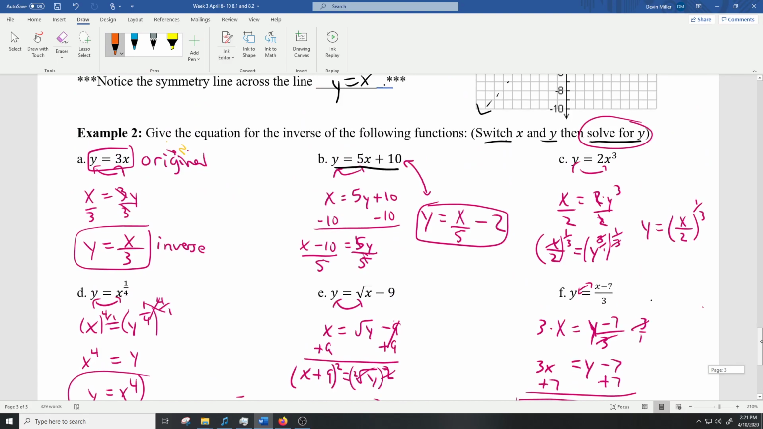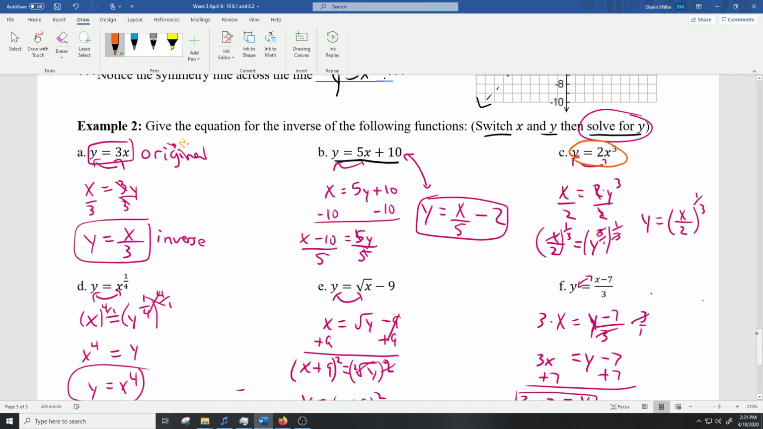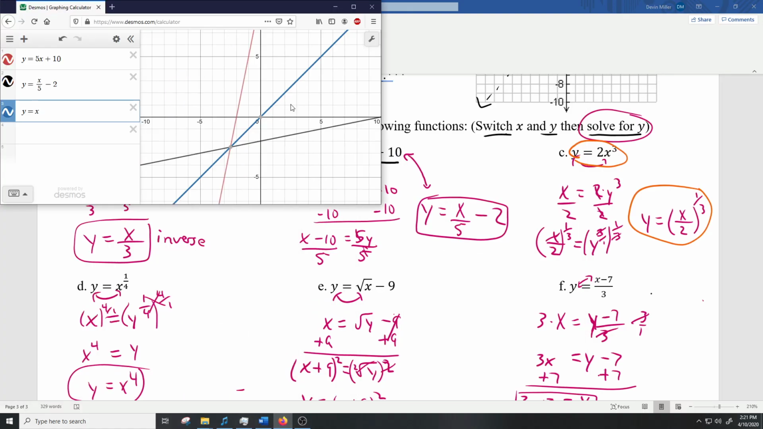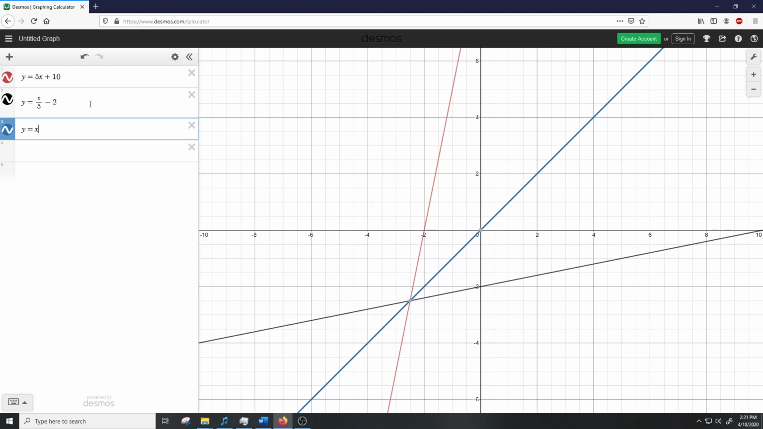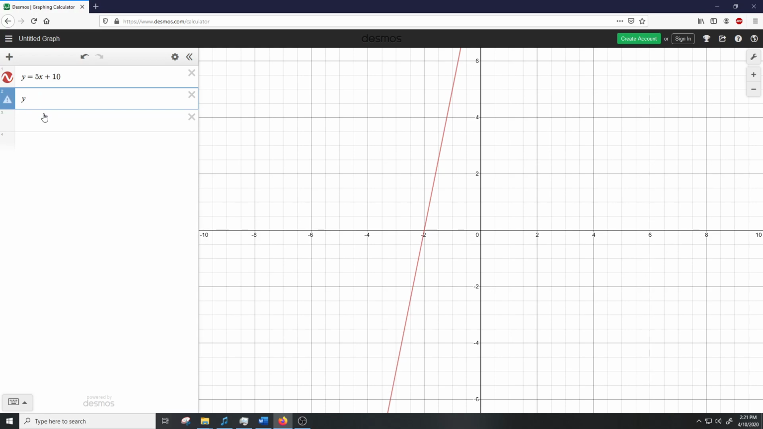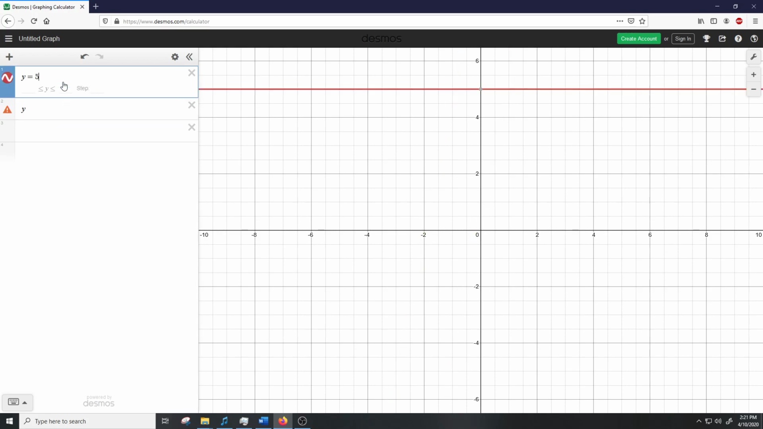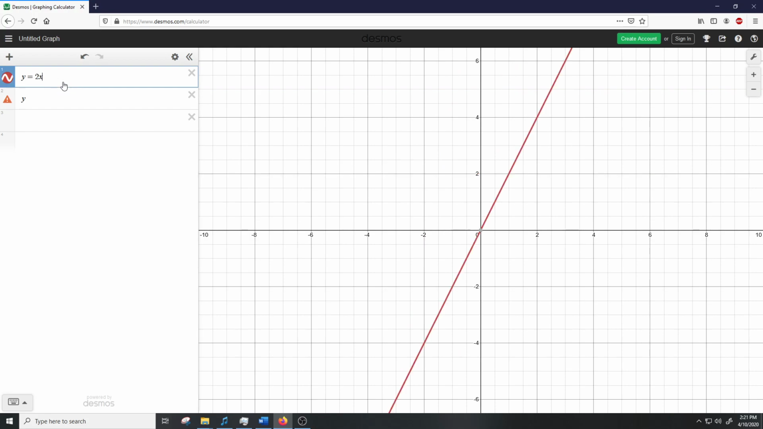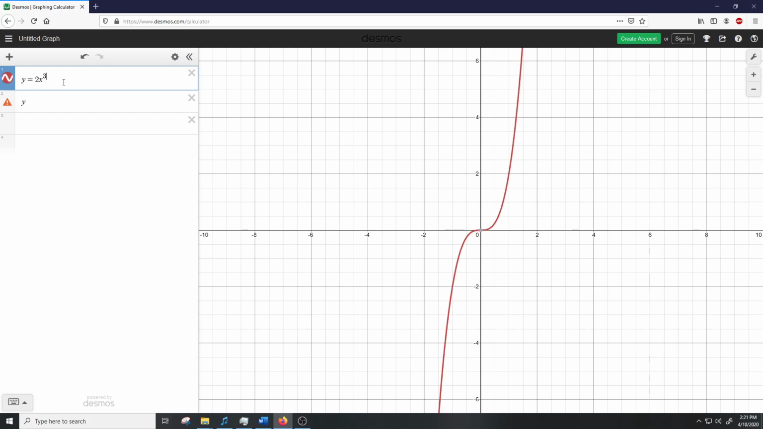Yep, one more. We're going to put in 2x cubed and then x over 2 to the 1/3 power. So let's delete all of these for right now. First one was 2x cubed. And if you don't know how to get a power on there, you have to hold the shift button and press number 6. It's the caret button. Then you hit 3. So it'll automatically put the cursor up there for you to put the 3 there. So there's y equals 2x cubed.